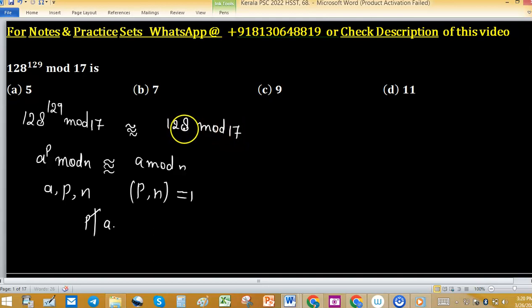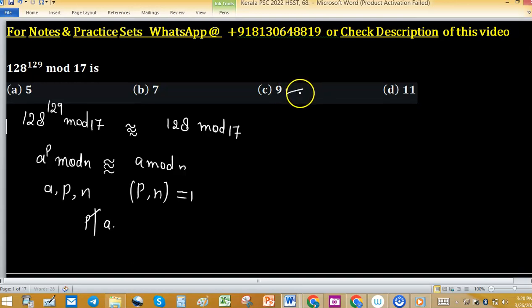After dividing 128 by 17, we will get 9 as a remainder. So option C will be correct.